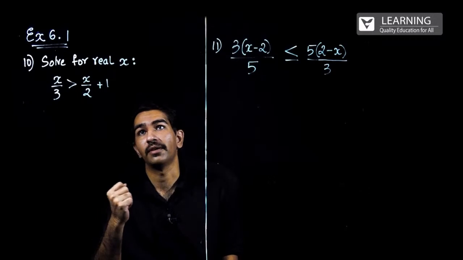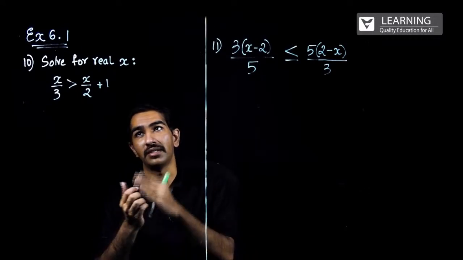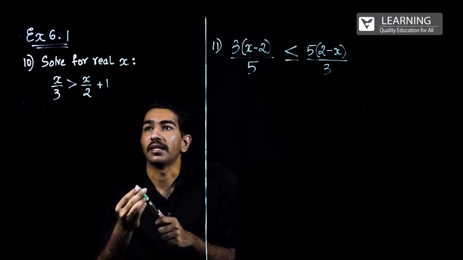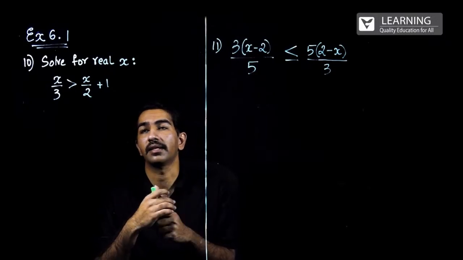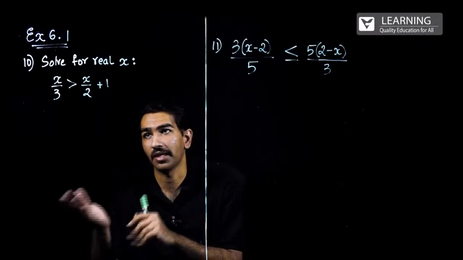Starting with the next question, number 10. Solve the inequality when x is a real number. So that is written as solve for real x. So students, here the inequality is given as x/3 > x/2 + 1. Correct? So we have to find out what are the values of x such that x belongs to the set of real numbers.